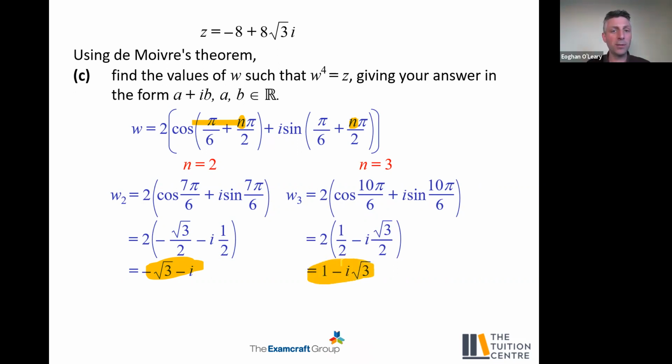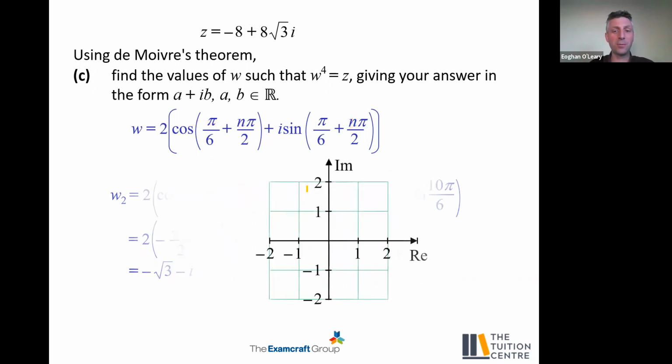Some of those answers might look like they're the ones we had earlier, but they're all different from each other. There are 4 different answers. You might say, okay, how do we know to stop at n equals 3? We had 0, 1, 2, 3. Well, if you put in n equals 4, you would find that you would get the same answer that you got for n equals 0.